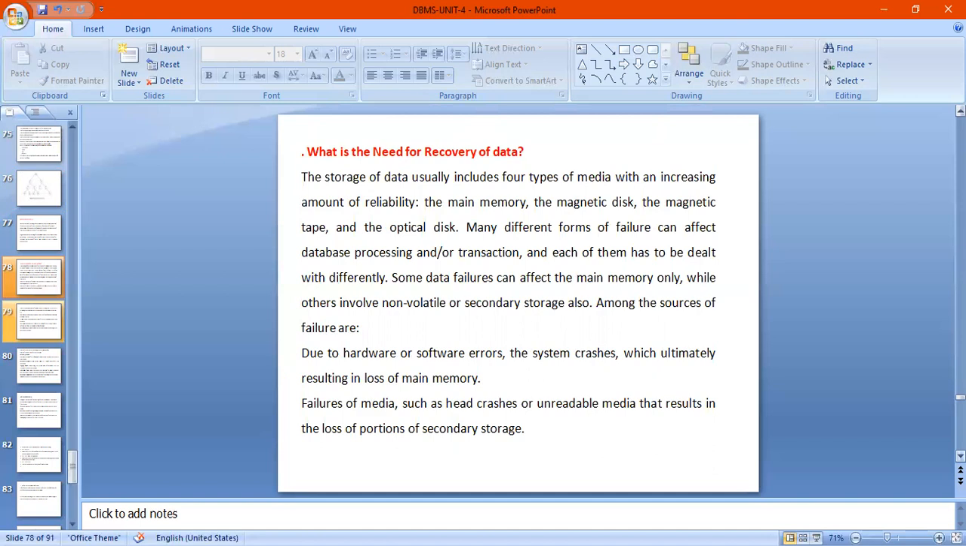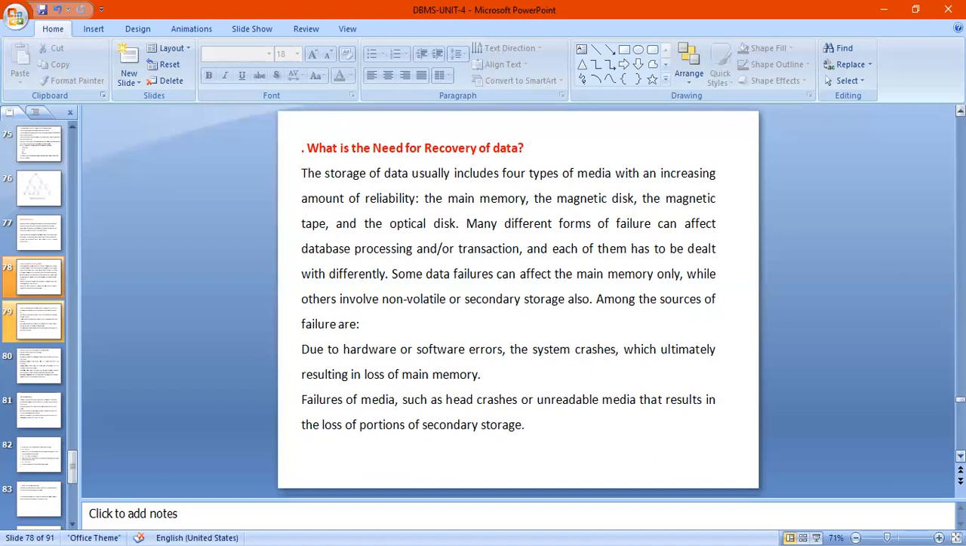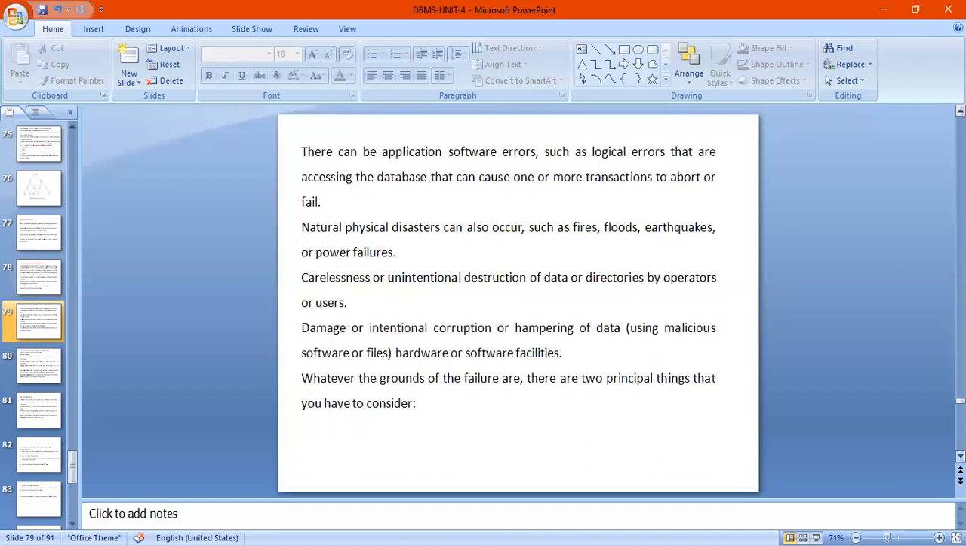Among the sources of failure are hardware and software errors, and system crashes, ultimately resulting in the loss of main memory, or power loss with no backups. Failures of media such as head crashes or unreadable media result in the loss of a portion of secondary storage. There can be application software errors such as logical errors in accessing the database that can cause one or more transactions to abort or fail. Natural physical disasters can also occur, such as fires, floods, earthquakes, and power failures.